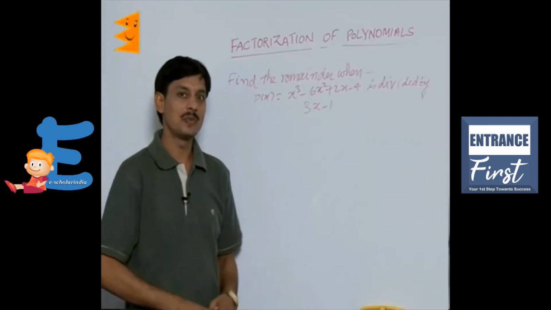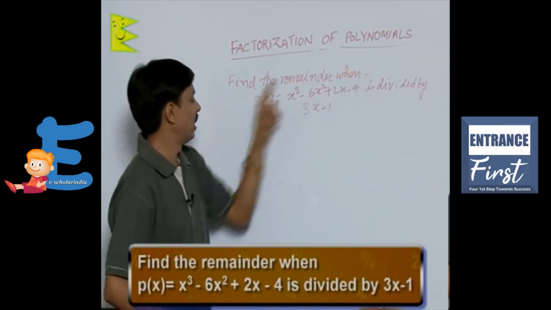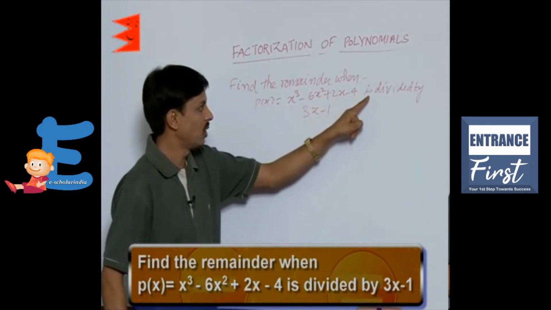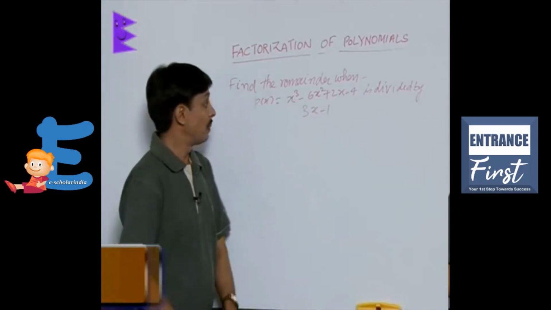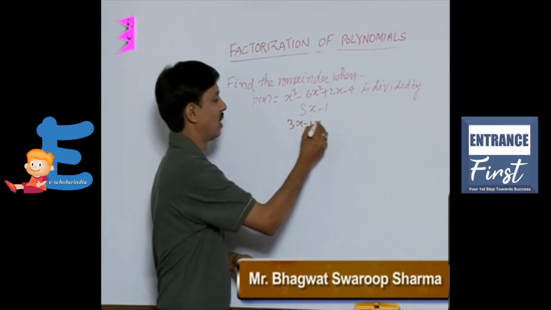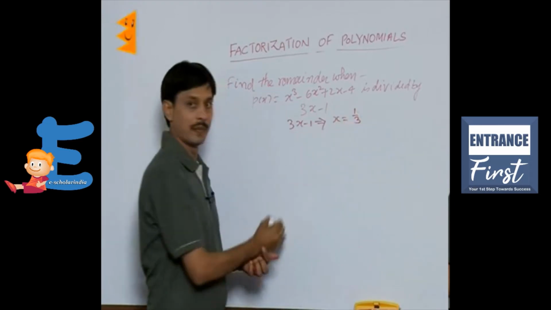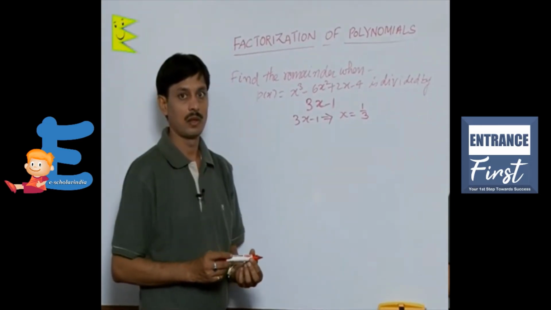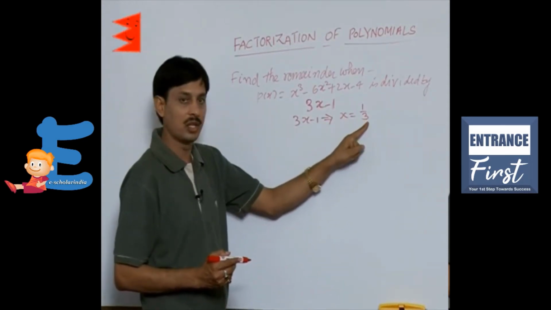Now I want to discuss with you an example based upon the remainder theorem. Find the remainder when the polynomial P(x) is equal to x cube minus 6x square plus 2x minus 4 is divided by 3x minus 1. So with the help of this divisor 3x minus 1, I can say x is equal to 1 by 3. Now 3x minus 1 implies x is equal to 1 by 3.